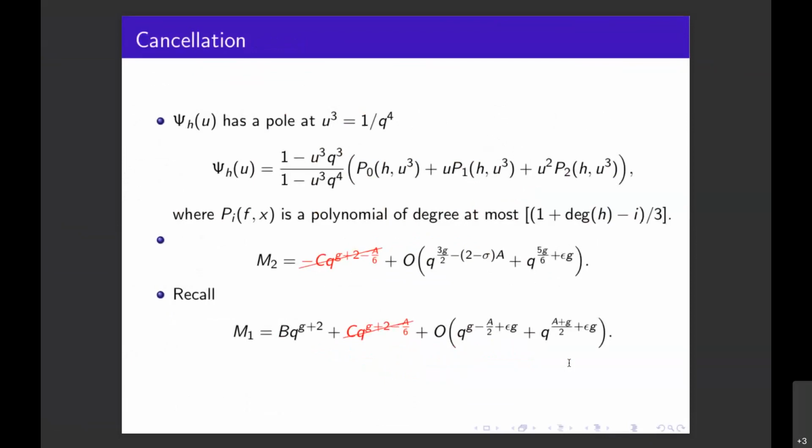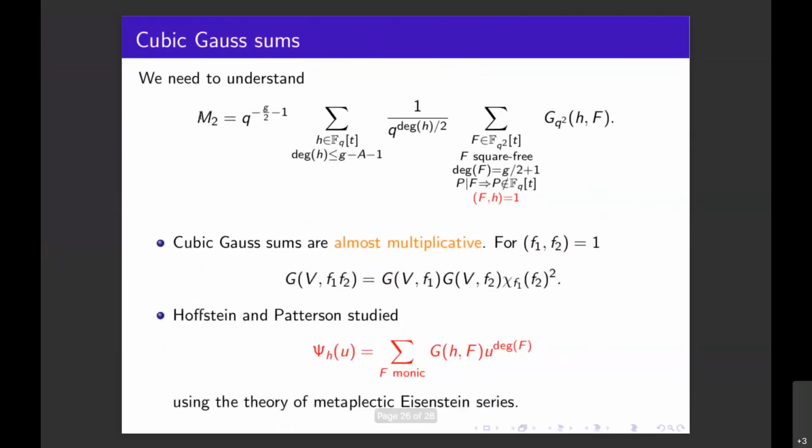So in order to compute our term here, m2, we need some very precise formulas for the residue of this generating series psi h of u at the pole u cube equal to 1 over q to the 4.